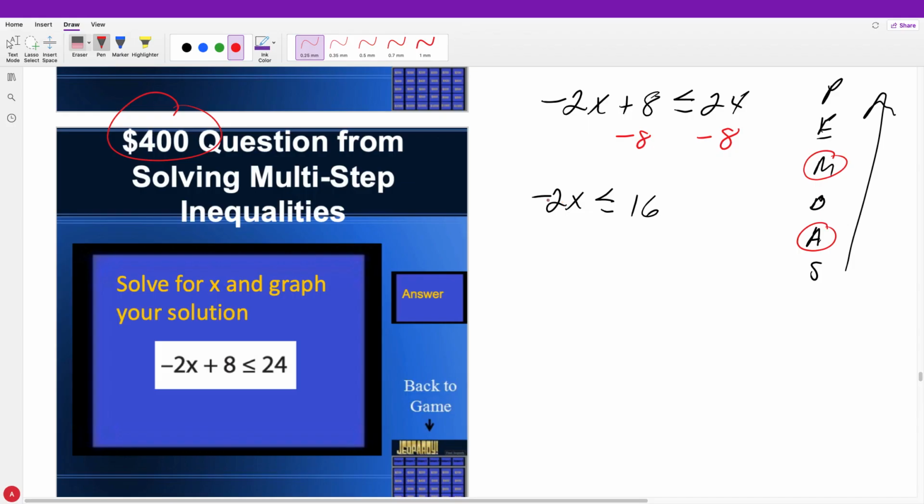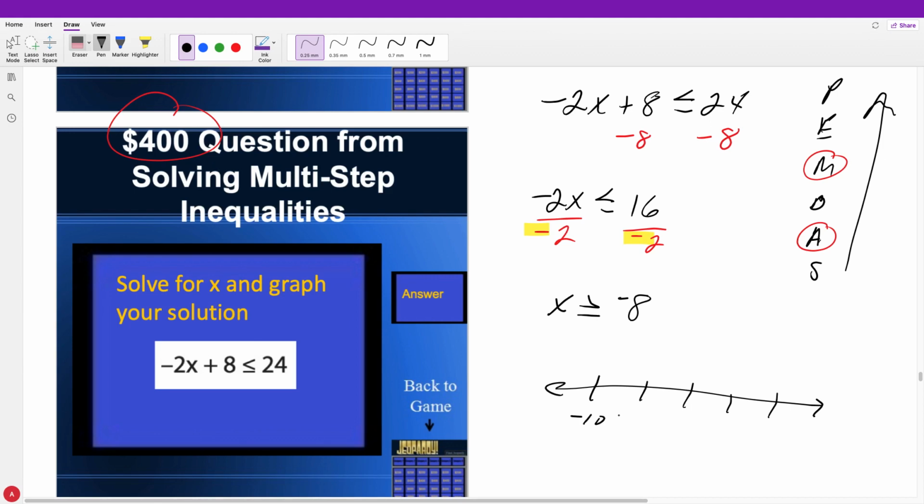And now I need to get rid of the multiplication. And now I'm going to divide by negative 2. And remember, when we divide both sides by that negative, we need to flip that inequality. So now it becomes greater than or equal to negative 8. All right, then we will draw our graph.